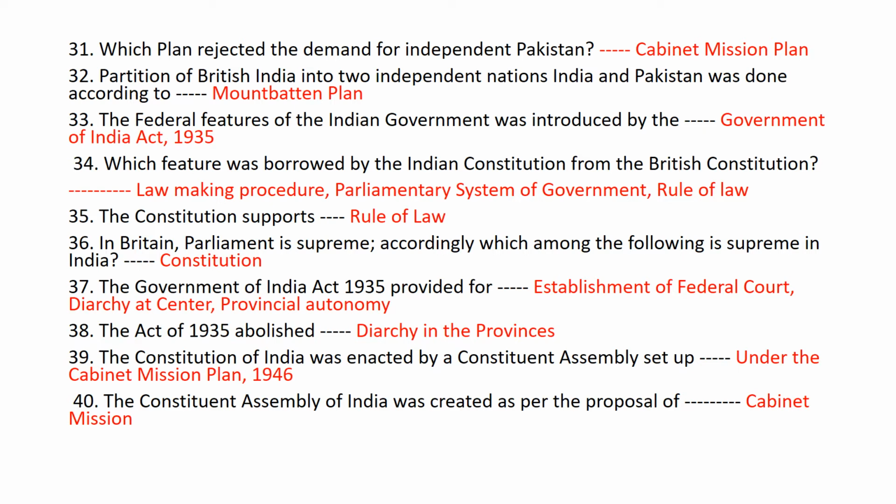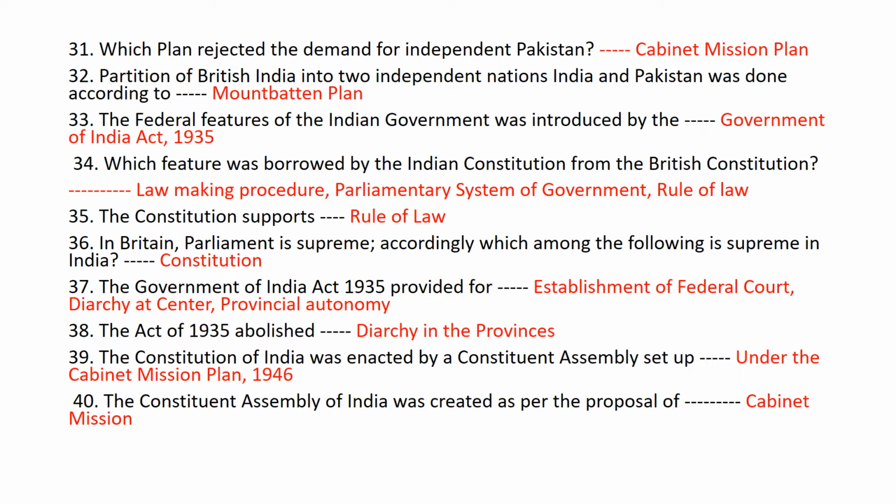Which feature was borrowed by the Indian Constitution from the British Constitution? Law-making procedure, parliamentary system of government, rule of law. The Constitution supports rule of law. In Britain, Parliament is supreme. Accordingly, which among the following is supreme in India? Constitution. The Government of India Act 1935 provided for establishment of federal court, diarchy at centre, provincial autonomy. The Act of 1935 abolished diarchy in the provinces.